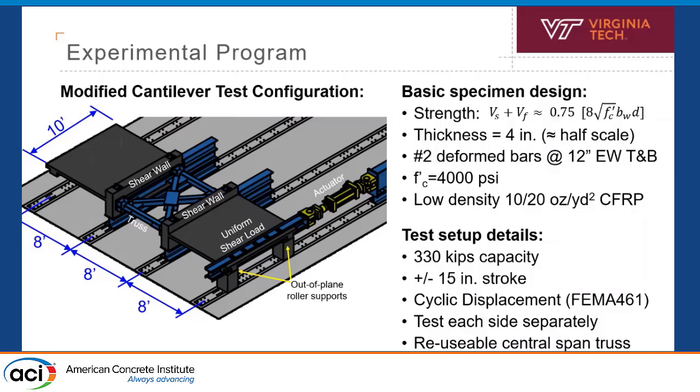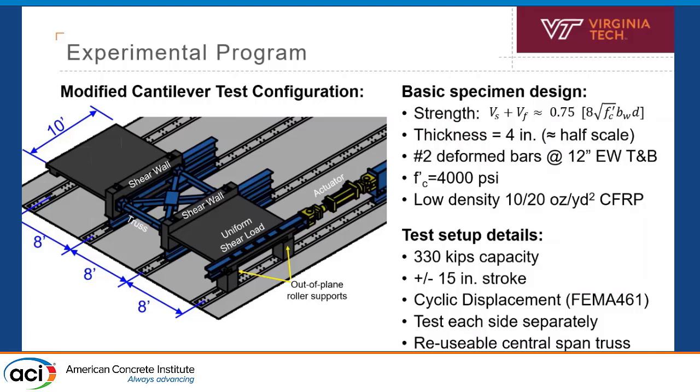Well, that comes back to our test setup details here. We're limited to 330 kips of capacity. Now, if you apply 40 ounce fabric to my specimen, we don't have a way to break it. So that's a key parameter there. Our instrumentation here can go plus or minus 15 inches in stroke. We're running a cyclic displacement protocol that's based on FEMA 461.